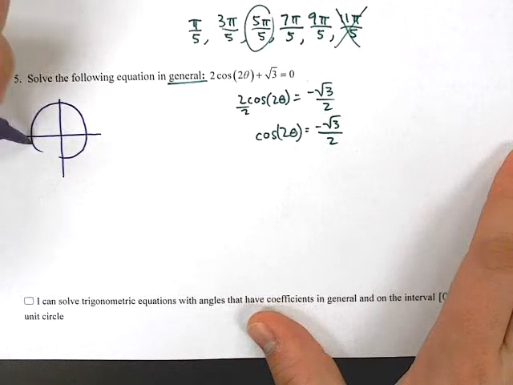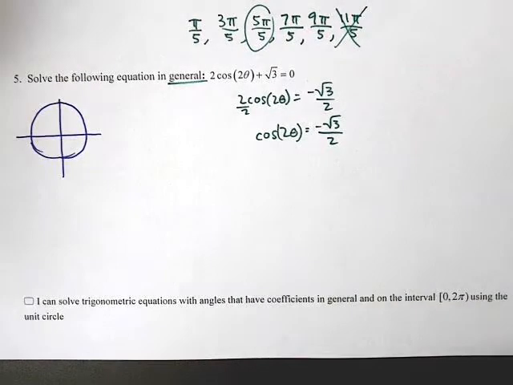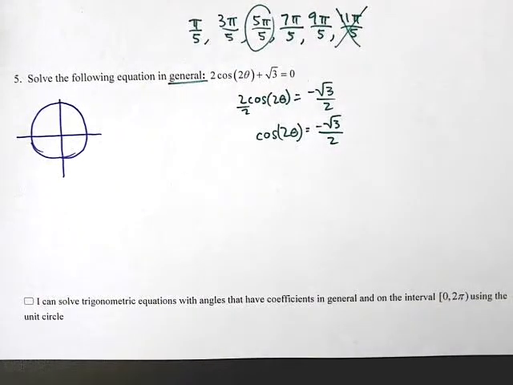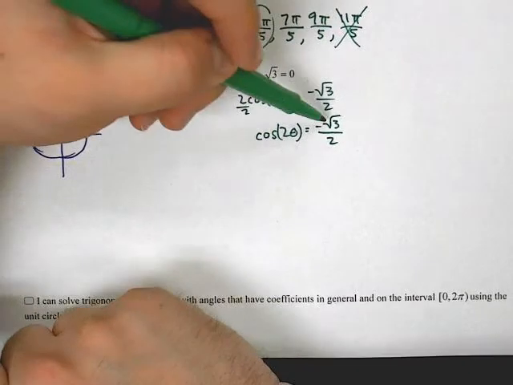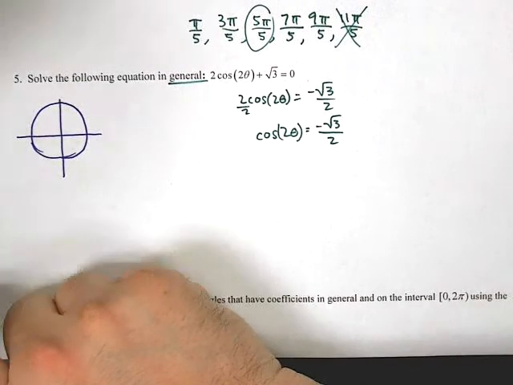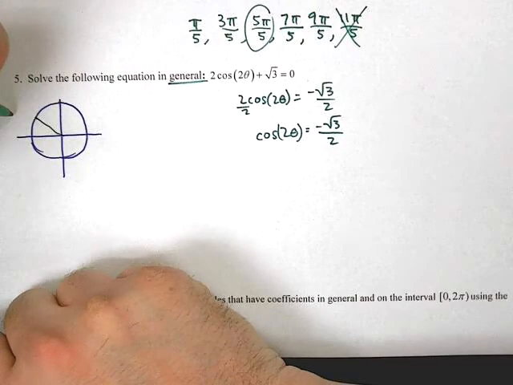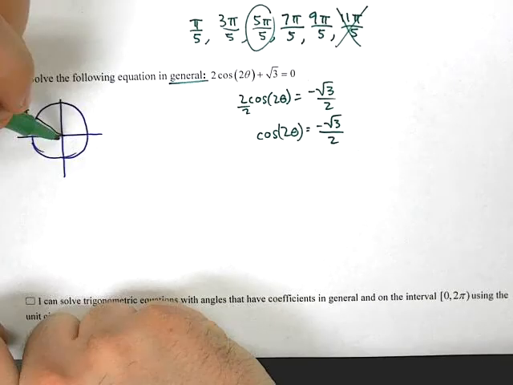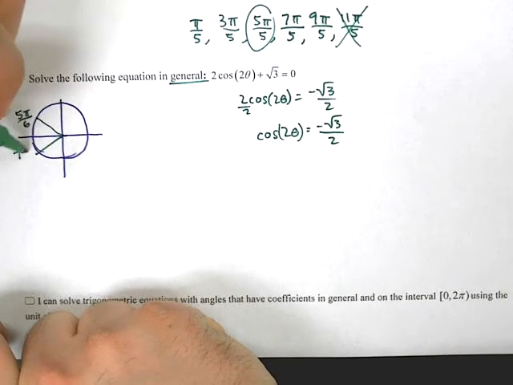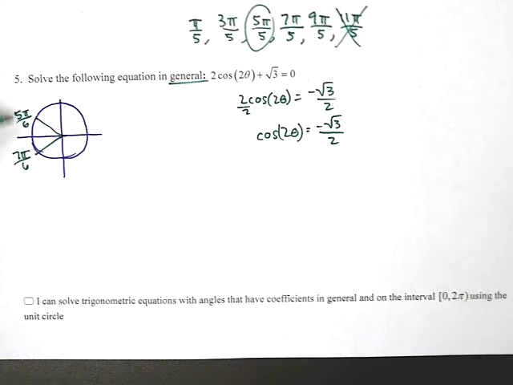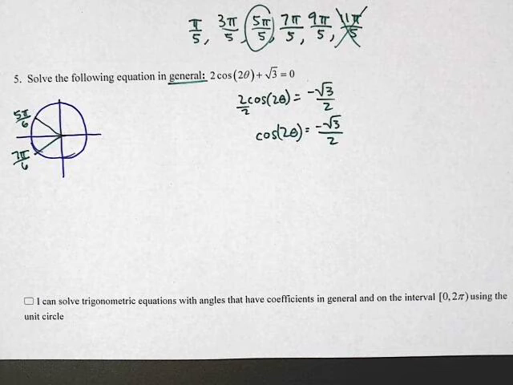Oh my gosh, that's terrible. All right. Draw my unit circle. I need to find where my cosine would be negative root 3 over 2. And that would be right here at 5 pi over 6, or 7 pi over 6, right? Because I need my x value to be negative root 3 over 2. So those are the two places. And now I can start.